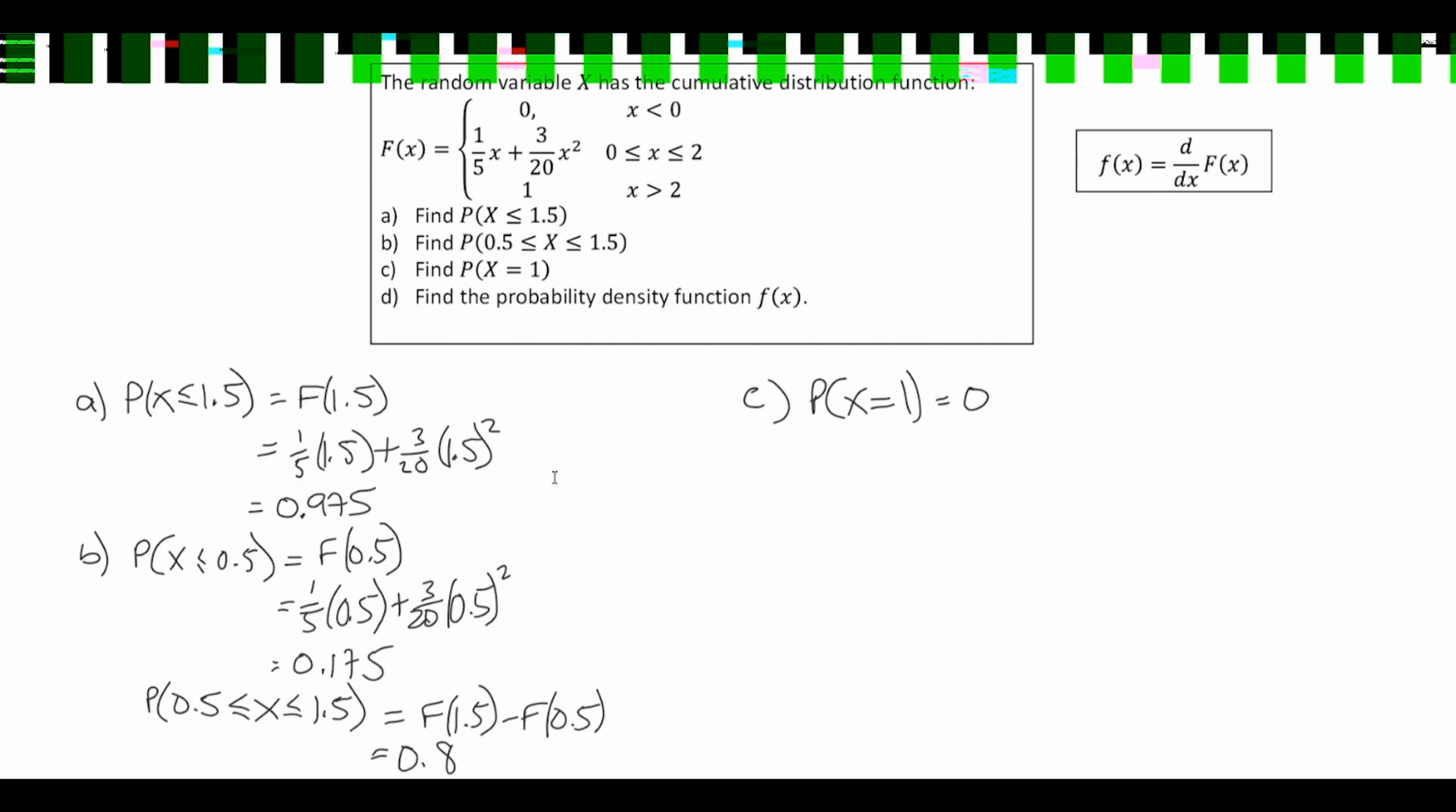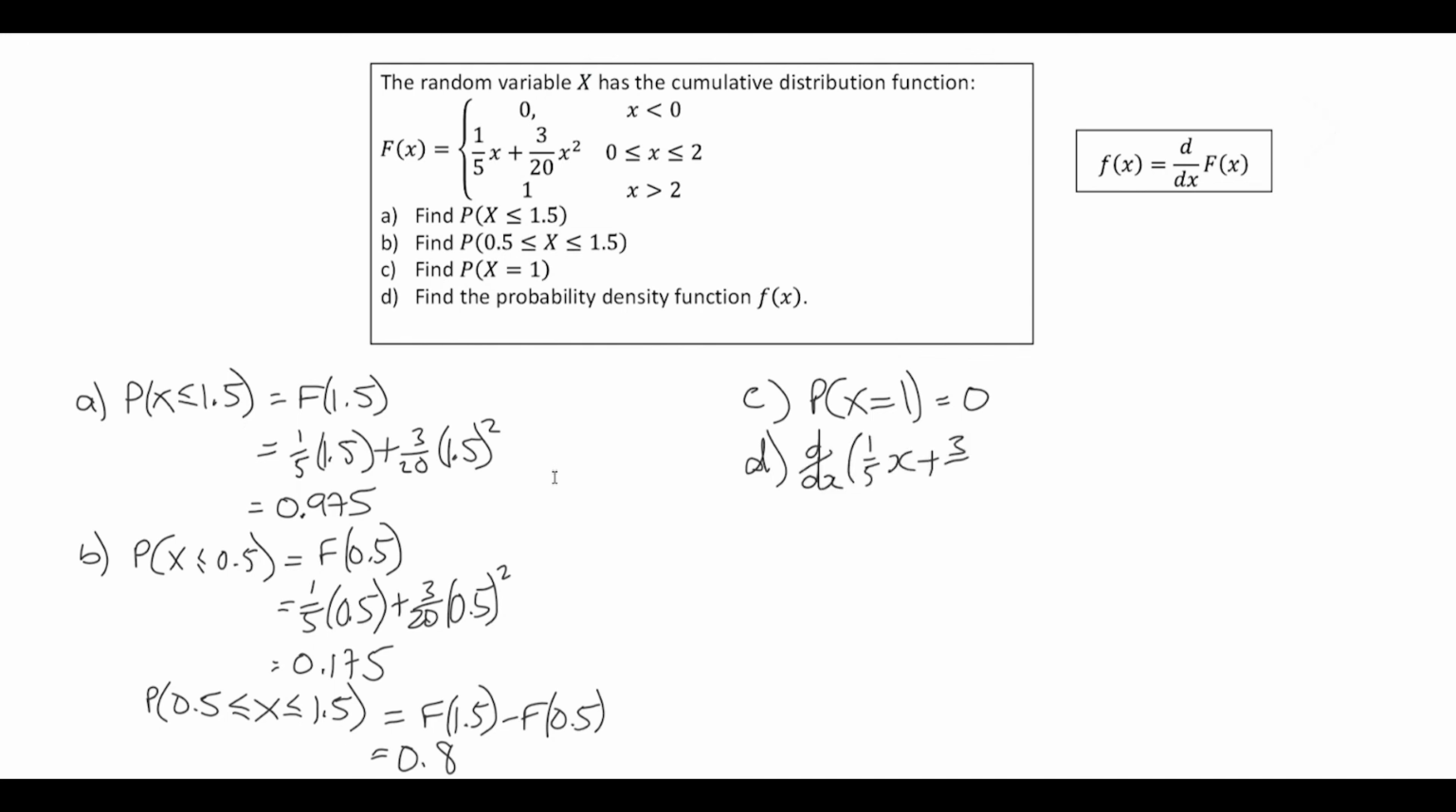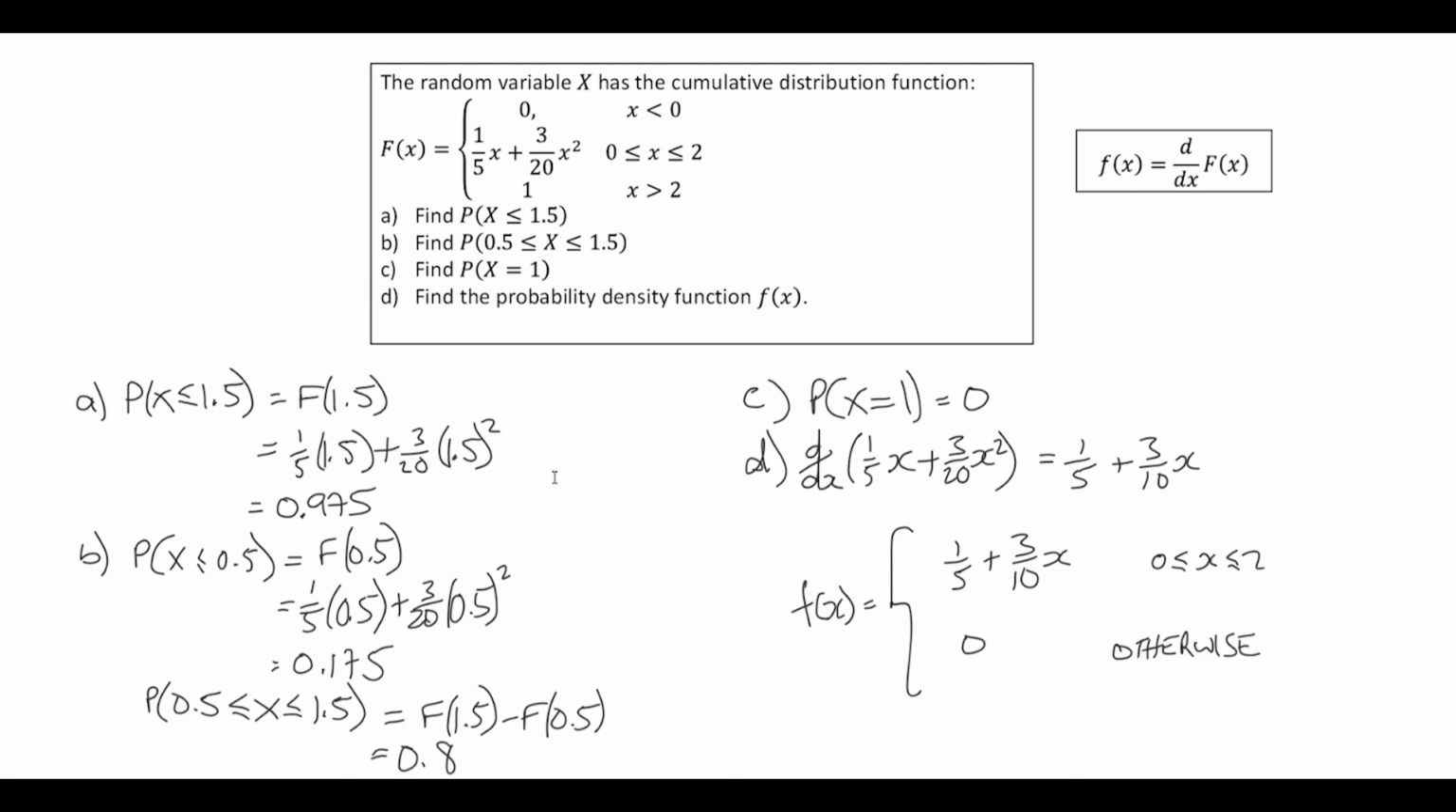Part D, however, we're asked to find the probability density function. We're asked to find small f of x. If we had to integrate to find the capital F of x, to go back to the small f of x, we should be differentiating. So let's go ahead and process that differentiation. Gets us 1/5 plus 3/10x. Okay, and we just need to write that into the PDF. So f of x equals 1/5 plus 3/10x, and that's valid for the interval 0 to 2, and it's going to be 0 otherwise. It's going to be 0 for all other outcomes.